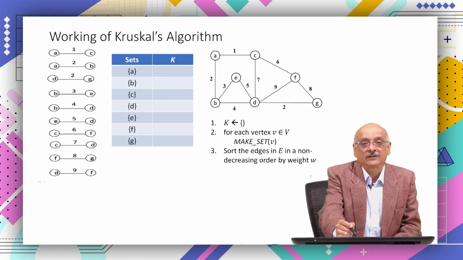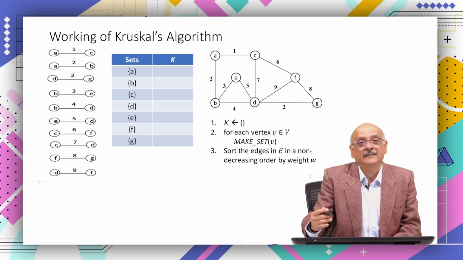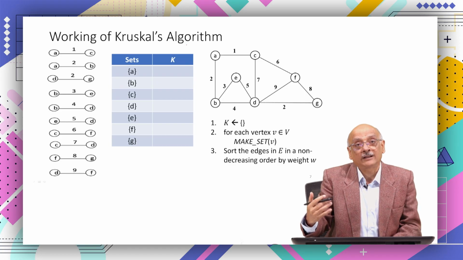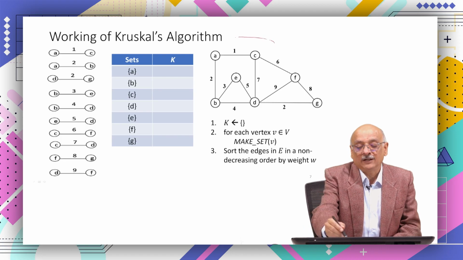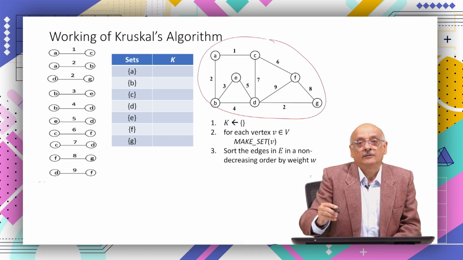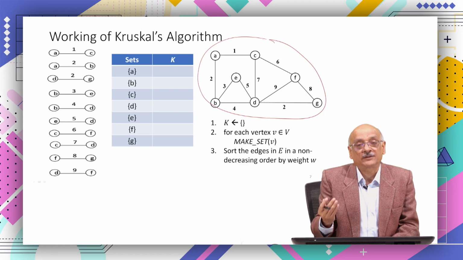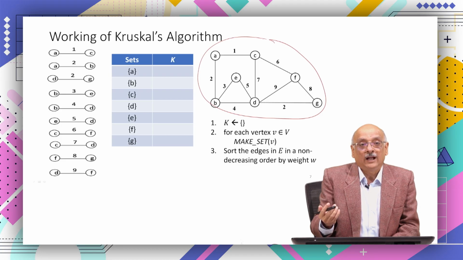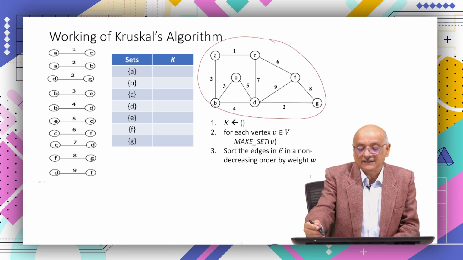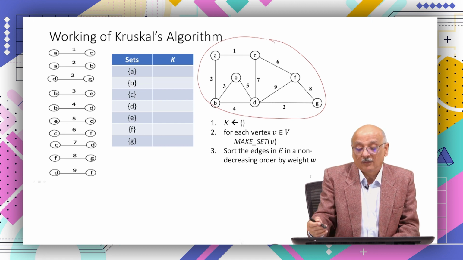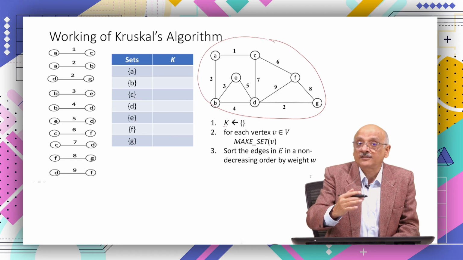So we are looking at the working of Kruskal's algorithm, and we will discuss it along with the algorithm we have just discussed. This was our initial graph. This graph consists of 7 nodes and 9 edges. What is our objective? The objective is to find the minimum cost spanning tree. So let's run Kruskal's algorithm.